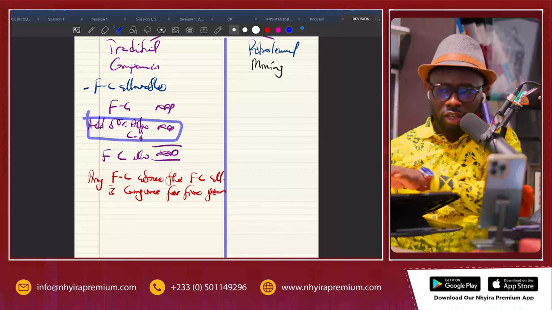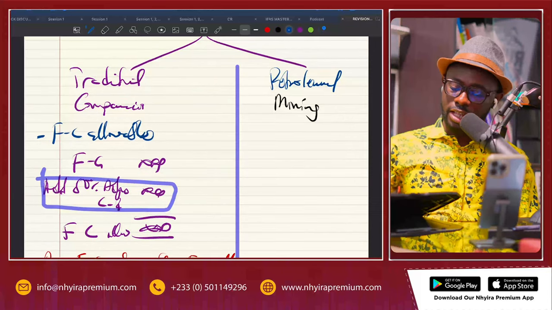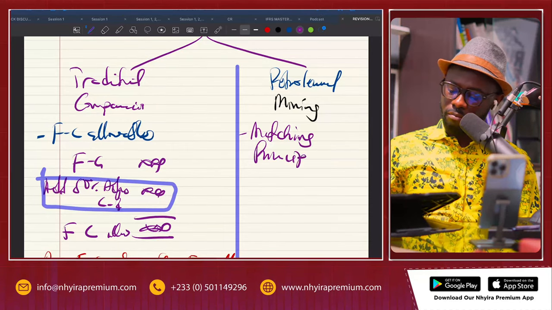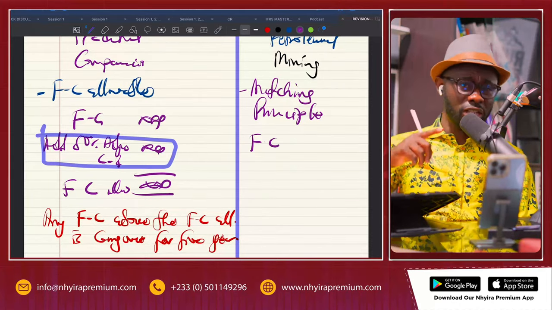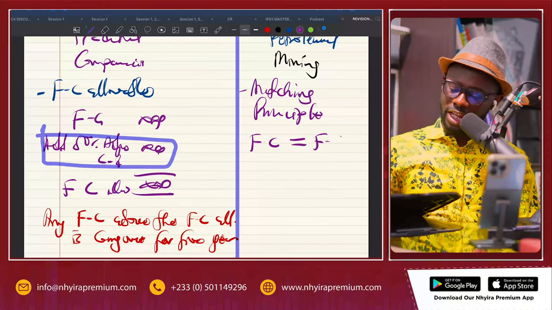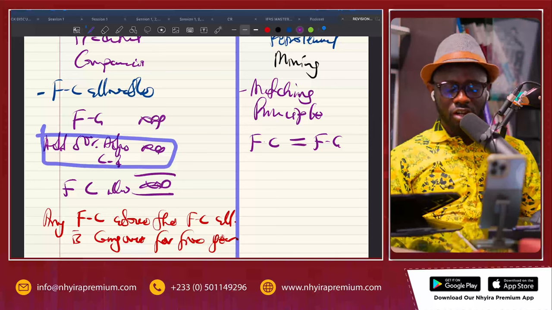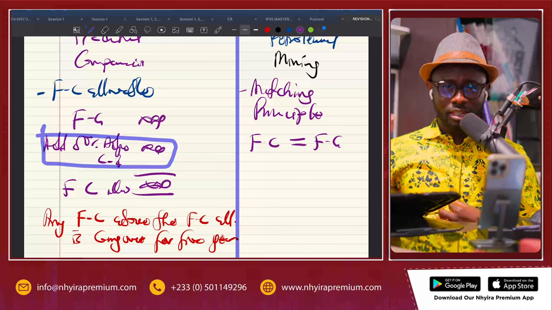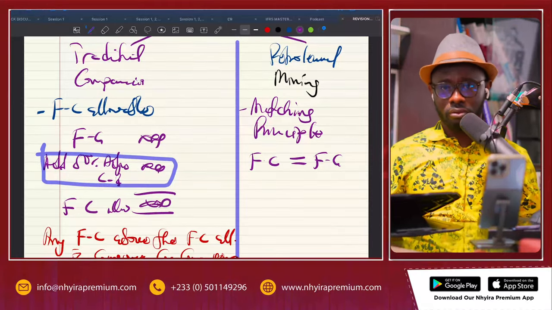Now, this is for only advanced taxation students. For companies operating in the petroleum and the mining sector, you remember we said that we're going to be using what we call the matching principle. What does that mean? It means the financial cost allowable for the year must be equal to the financial gain earned during the year. That is what we mean by the matching principle.